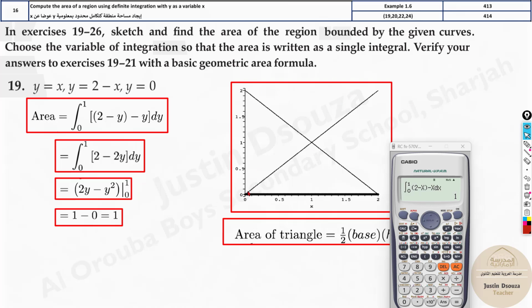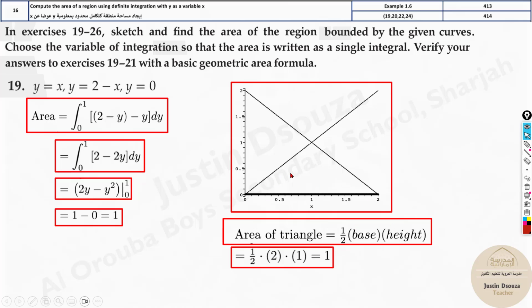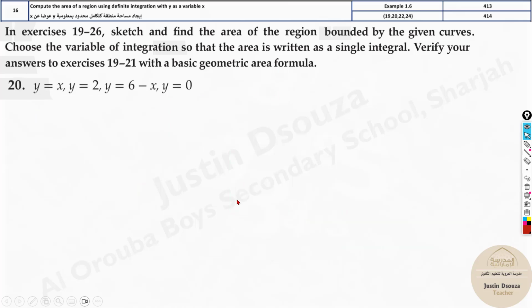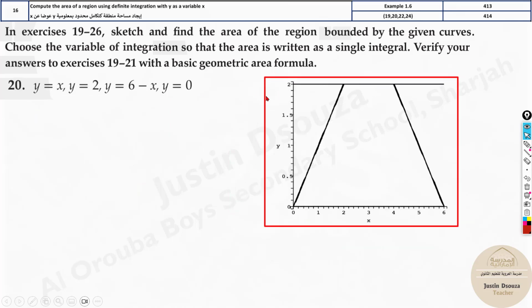Now, since it's all linear over here, straight lines, you can also use the area of a triangle. That's half base into height. Base is how much? 0 to 2, that's 2. Height is 1, and half is the constant in the formula, so you get 1 itself. Similarly, please do try these. The worked out solutions are there.